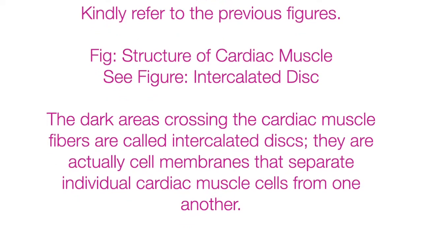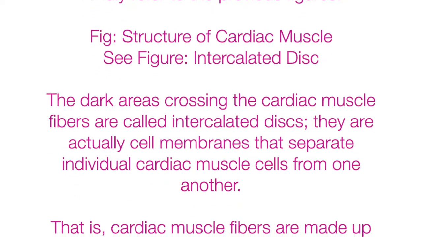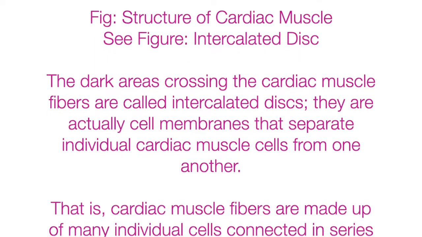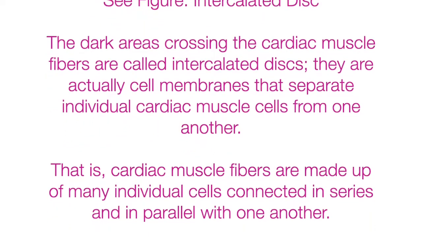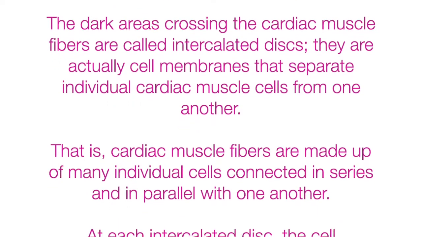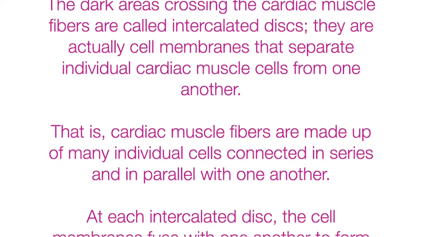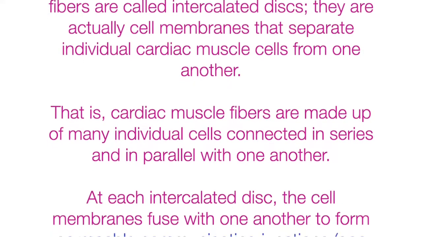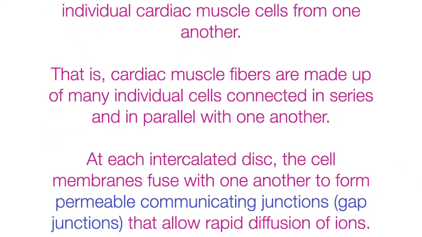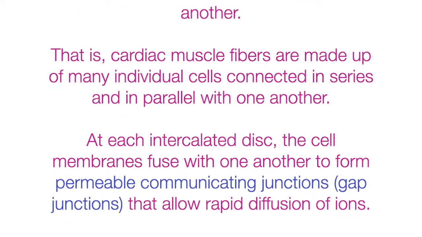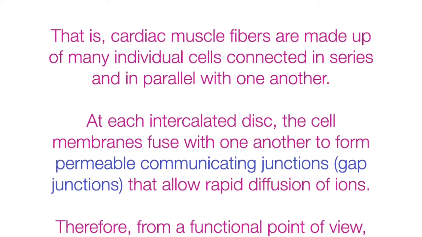That is, cardiac muscle fibers are made up of many individual cells connected in series and in parallel with one another. At each intercalated disc, the cell membranes fuse with one another to form permeable communicating junctions, that is, gap junctions, that allow rapid diffusion of ions.